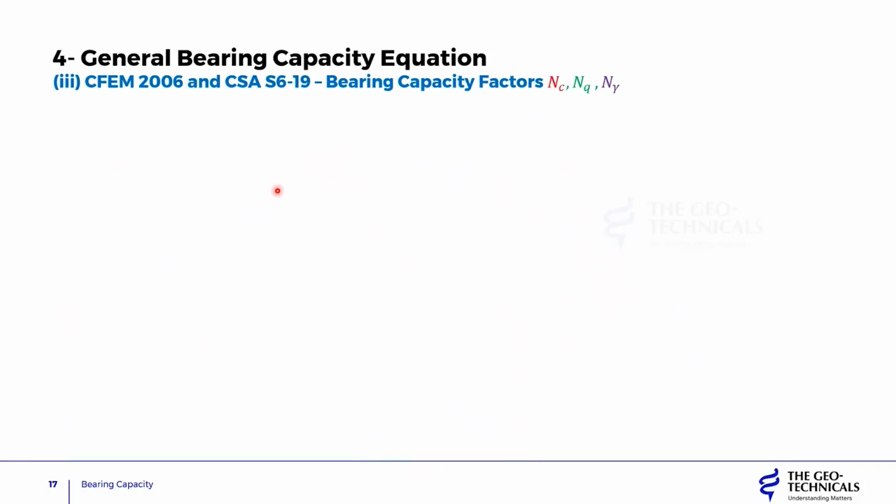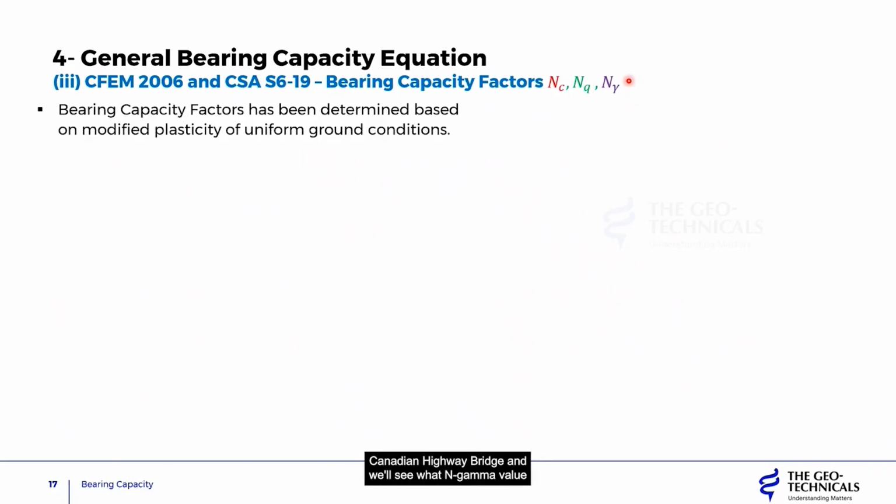Now let's see the bearing capacity factors. Bearing capacity equations are basically the same: whenever you have a bearing capacity equation, you'll have Nc, Nq, and N gamma. And again, I mentioned N gamma is different. That's why I'll start with the CFEM, the Canadian Foundation Engineering Manual and the Canadian Highway Bridge Design Code, and I'll see what the N gamma value equals over here.